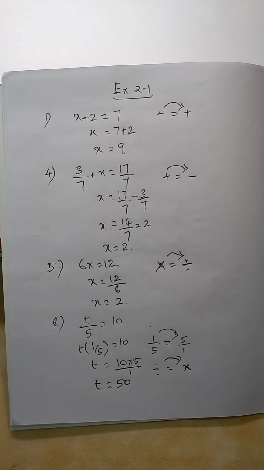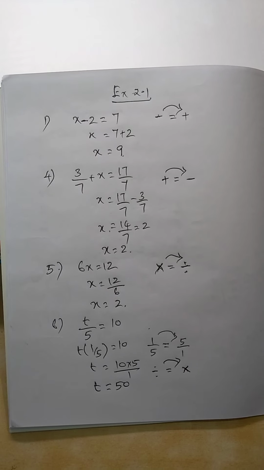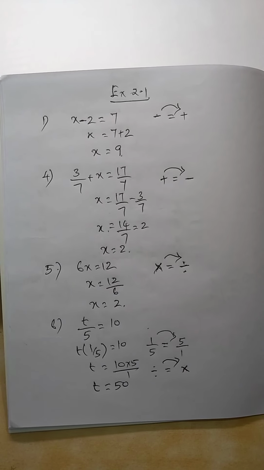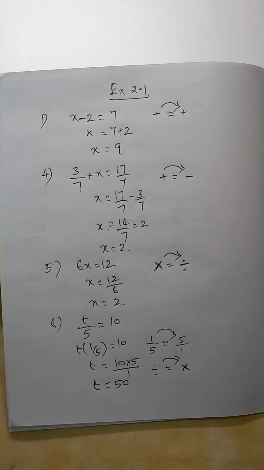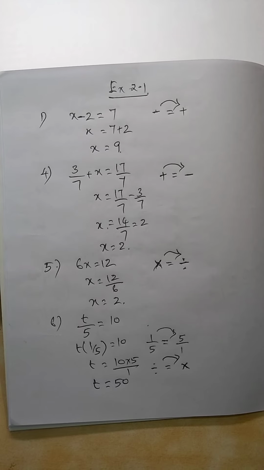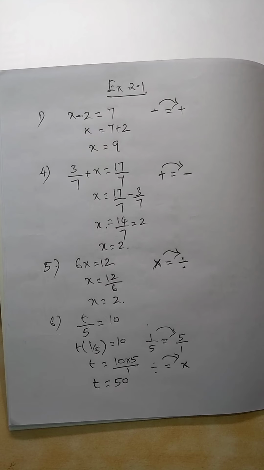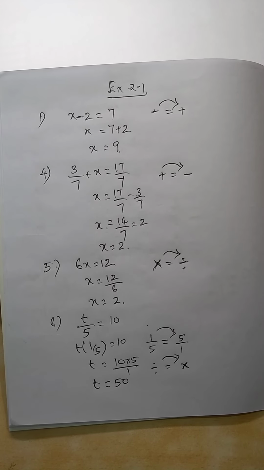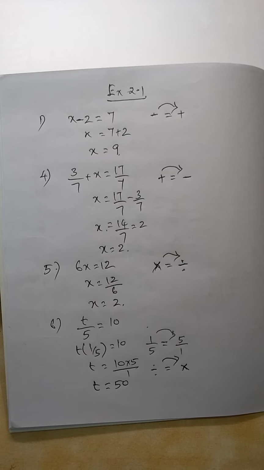The first question is x minus 2 is equal to 7. On my left I have a negative integer, minus 2. Now I need to bring this minus 2 to my right. When this minus integer is transposed, it becomes plus 2 on the right. So x on the left, and minus 2 transformed into plus 2 on the right. So it becomes x is equal to 7 plus 2. So x becomes 9.